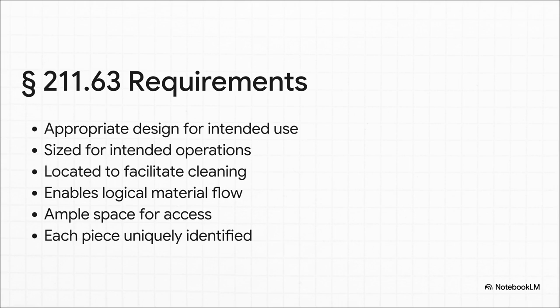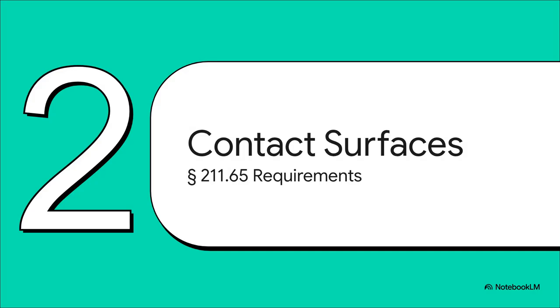Plus, you need ample physical space around the machinery so operators can actually get in there to safely clean and maintain it. Oh, and a golden CGMP rule to remember: every single piece of equipment must have its own unique identification tag. Moving right along to Section 2, Non-Reactive Contact Surfaces under Section 211.65.